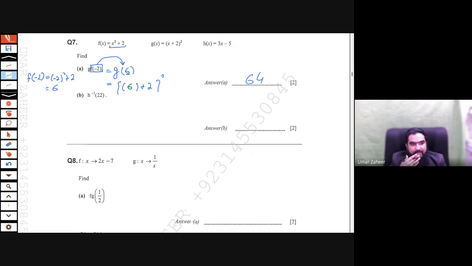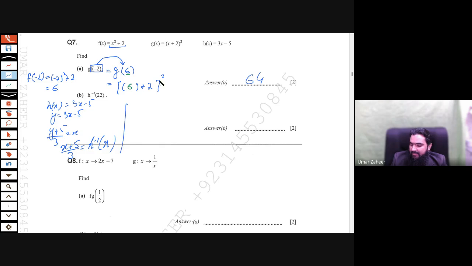We don't have the value of h inverse, so we will find h inverse first and then substitute 22. How do we find the inverse? We have h of x equal to 3x minus 5. Let y equal 3x minus 5. We have to make x the subject. y plus 5 divided by 3 is equal to x. Now replace y with x: x plus 5 divided by 3 is h inverse of x.